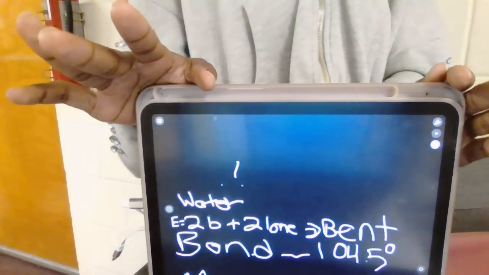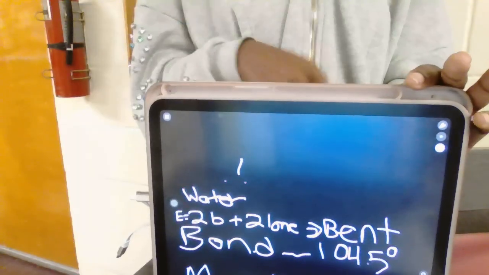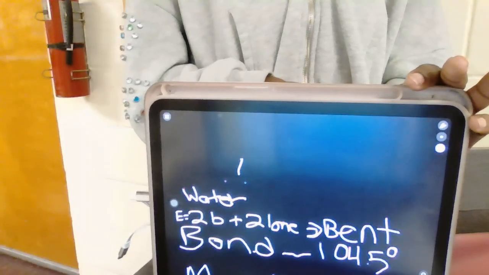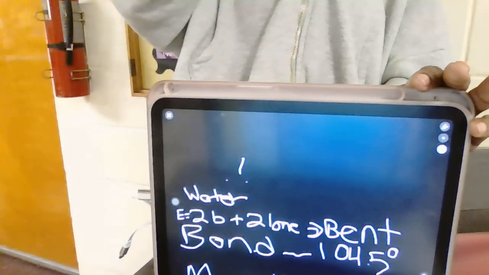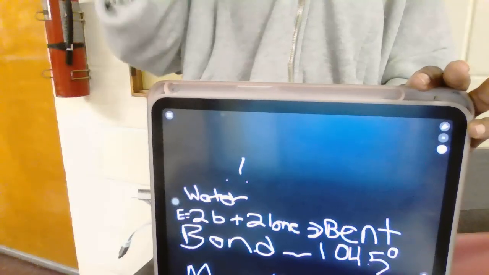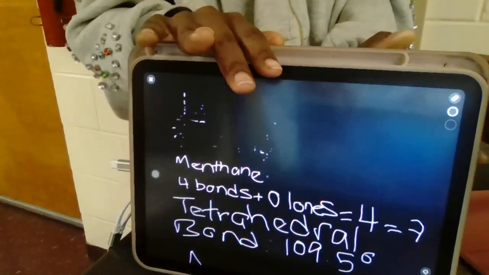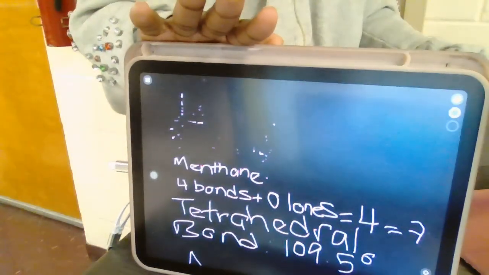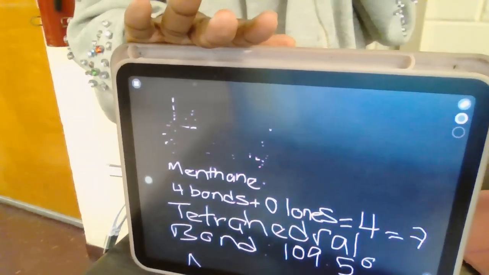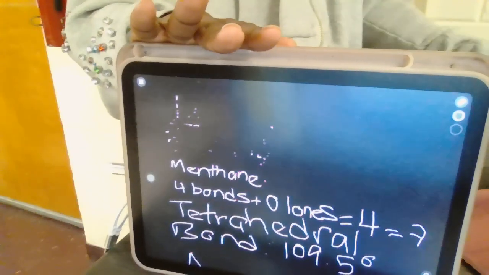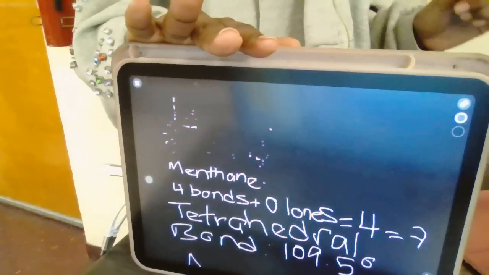For the first example, we have water. 2 bonds plus 2 lone pairs give 4 electron pairs, forming a bent shape with a bond angle of 104.5 degrees. For example 2, we have methane. So 4 bonds and no lone pairs gives us a tetrahedral shape, with bond angles of 109.5 degrees.